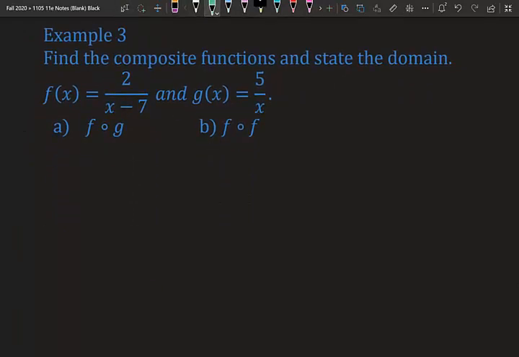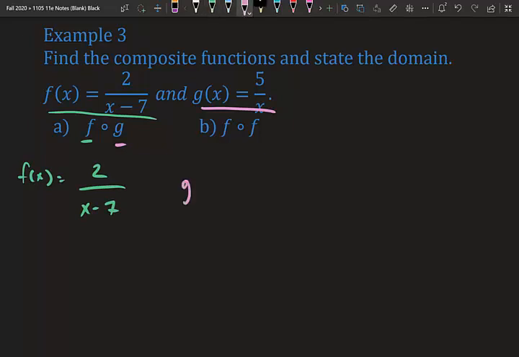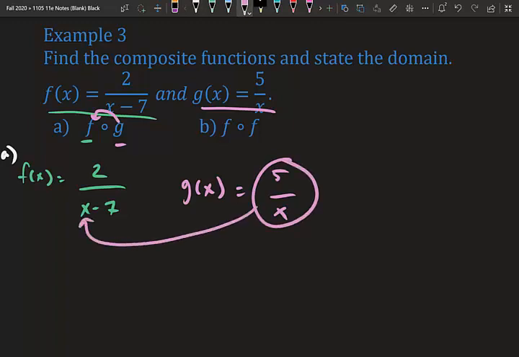So we have our two functions, f and g. So our first one, we have f of x, which is 2 over x minus 7. And then we have g of x, which is 5 over x. So we're plugging always the second one into the first one wherever there's an x. So we only have one x, we only plug it in once. So let's do that. We have 2 over blank minus 7, and the blank we're plugging in is 5 over x.